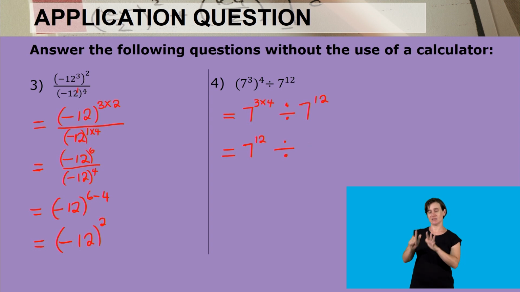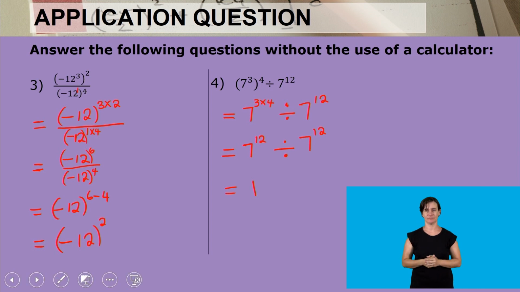So this is going to be 7 exponent 12 divided by 7 exponent 12. Now we are dividing two powers that are exactly the same. And do you remember what the properties of 1 say about if a number is divided by itself? Yes, it will be equal to 1. So because we have 7 exponent 12 divided by 7 exponent 12, then this is equal to 1.